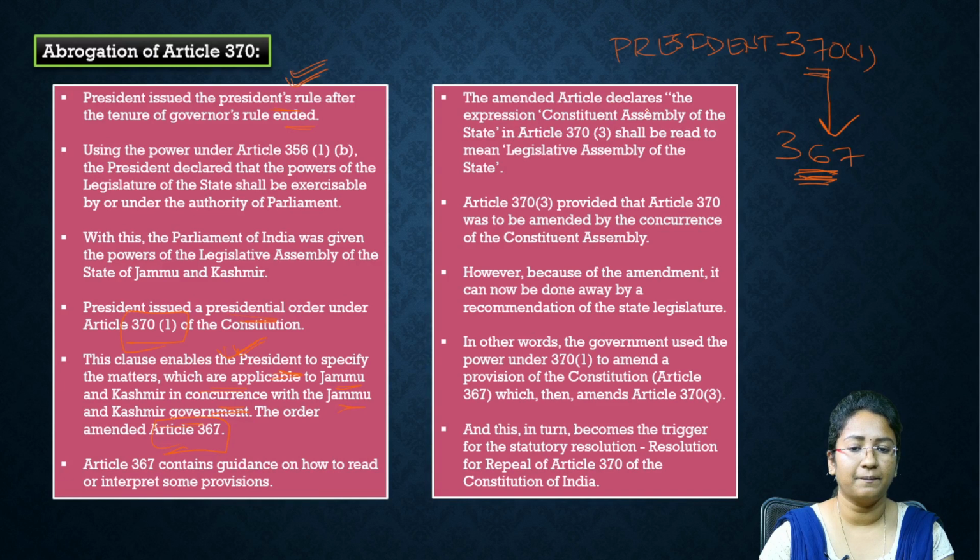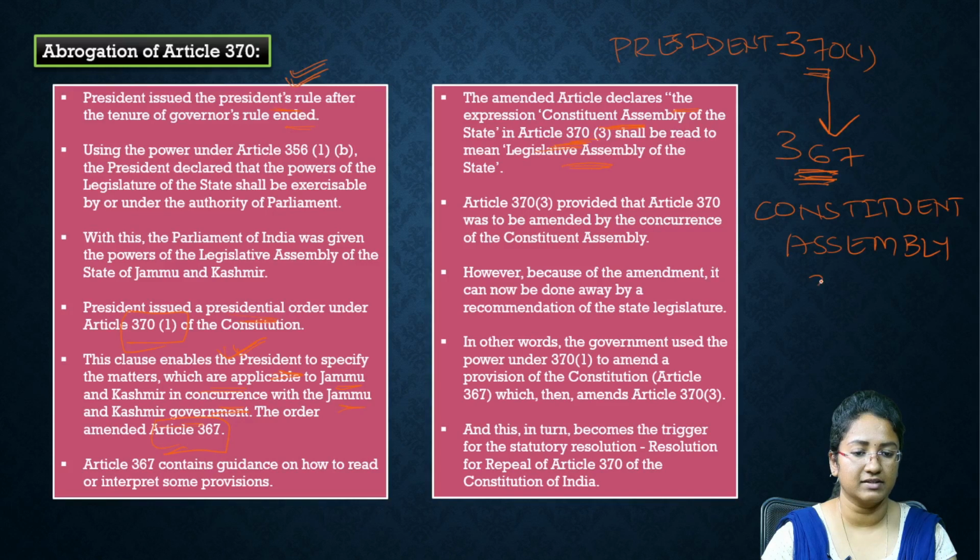Right. So what happened after this amendment? What was the amendment that was made? The amended article declares that the expression Constituent Assembly of the state in Article 370, it shall be read to mean Legislative Assembly of the state. So if any decision has to be taken by the central government regarding this Article 370, to dissolve this Article 370, the concurrence of the Constituent Assembly is needed, and this is according to Article 370 Clause 3.